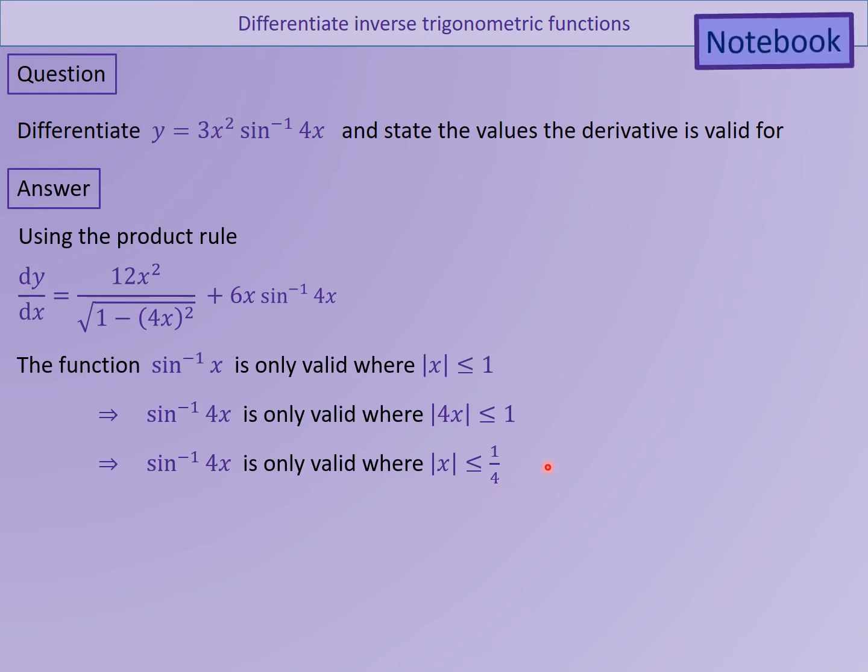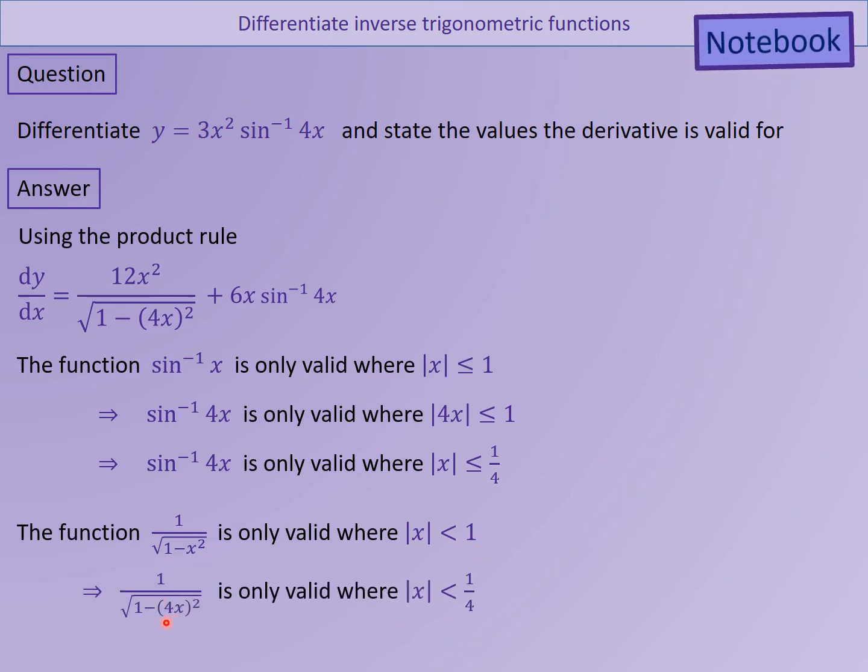That's a definite. Let's look at this side as well. On this side, forget the 12x squared, that can be valid for anything. I can put any value in 12x squared. This is the bit that's causing the problem, the 1 minus 4x squared. So I can say this is only valid between minus 1 and 1. What does that mean then? That means that 4x is between minus 1 and 1, so therefore x is between minus a quarter and positive a quarter. And it's important to notice that this one doesn't include the quarter, because then it would be divided by 0.